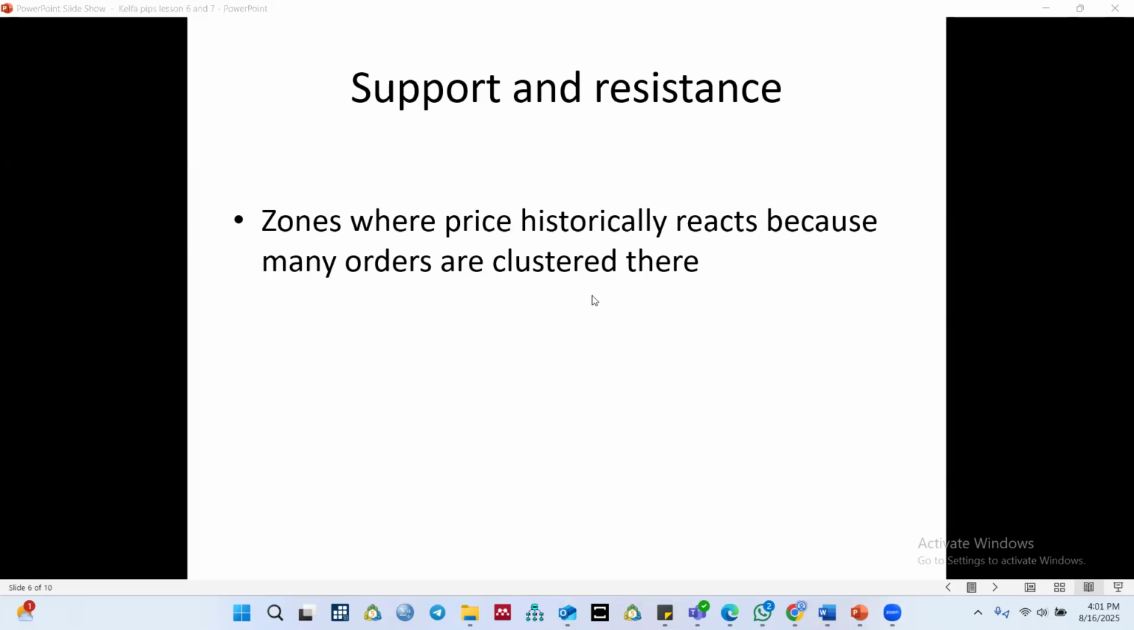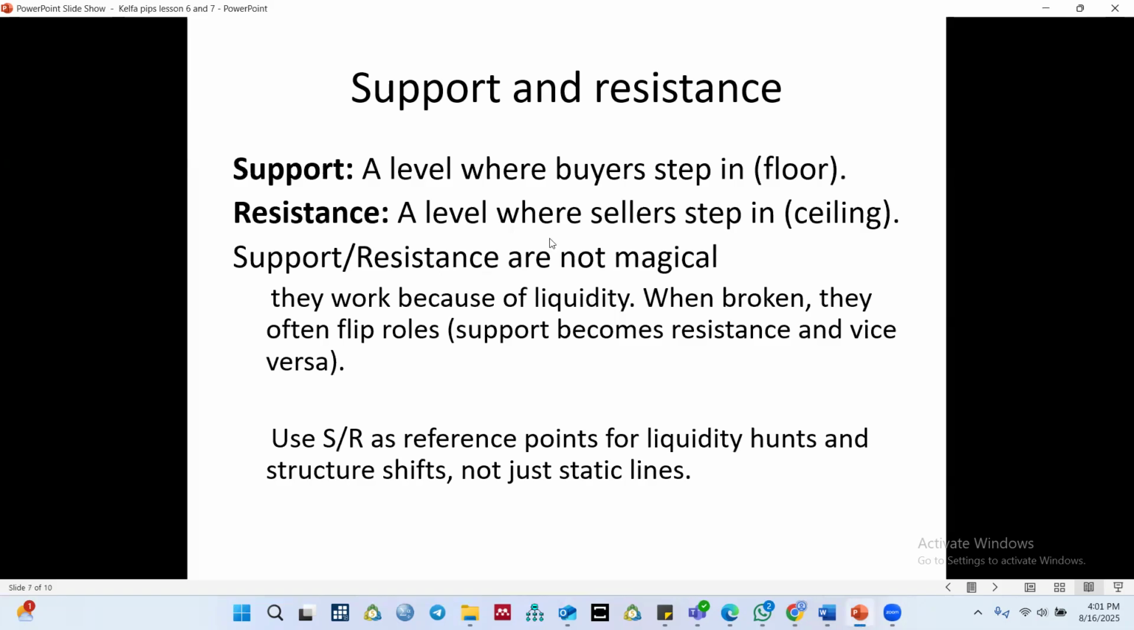So, with that said, support itself is a level where buyers will step in. Support is like the floor. You take something like the table, you can sit on the table to push yourself up or jump, or you can stand on the floor or on the ground. Okay, that's your support, your foundation. And let's take resistance as the skies, the roof above us. Okay, so that's the ceiling.